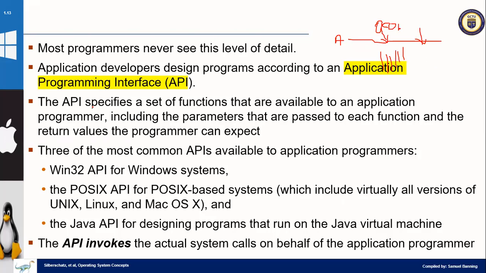So the API specifies a set of functions that are available to an application programmer, including the parameters that are to be passed. So if I want to copy, I can give it a parameter. What do I want to copy? That may come in as a parameter, as a function. If I want to paste, where do I want to paste? That may also come in as a parameter. So the API will tell you if you want to copy, you give these as your parameters. If you want to paste, you give these as your parameters. So as a programmer, you no longer need to worry about the system calls.